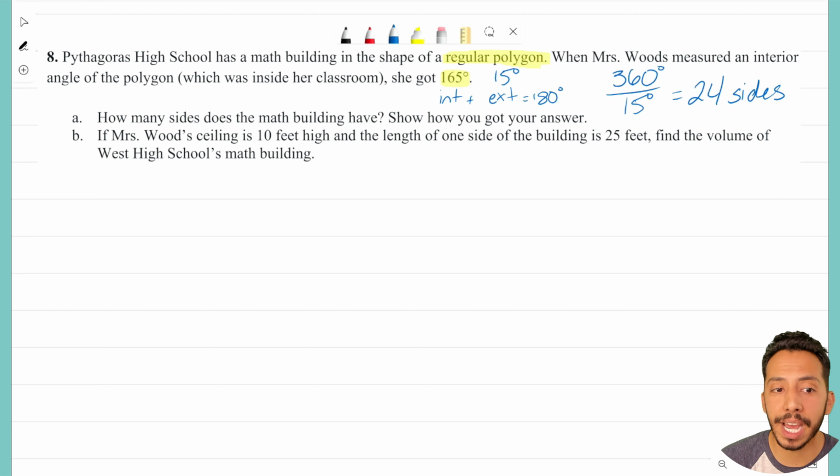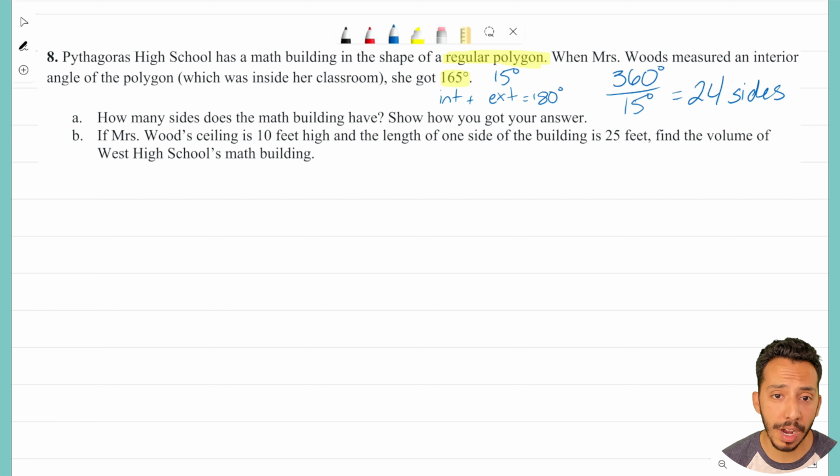Alrighty, let's go to letter B now. Letter B says if Mrs. Wood's ceiling is 10 feet high and the length of one side of the building is 25 feet, find the volume of West High School's math building. West High School, I thought it was Pythagoras High School. Looks like it switched names midway through the problem. It's all good. So we want to find the volume of this building now, knowing that the height is 10 feet and the length of one of the sides is 25 feet.